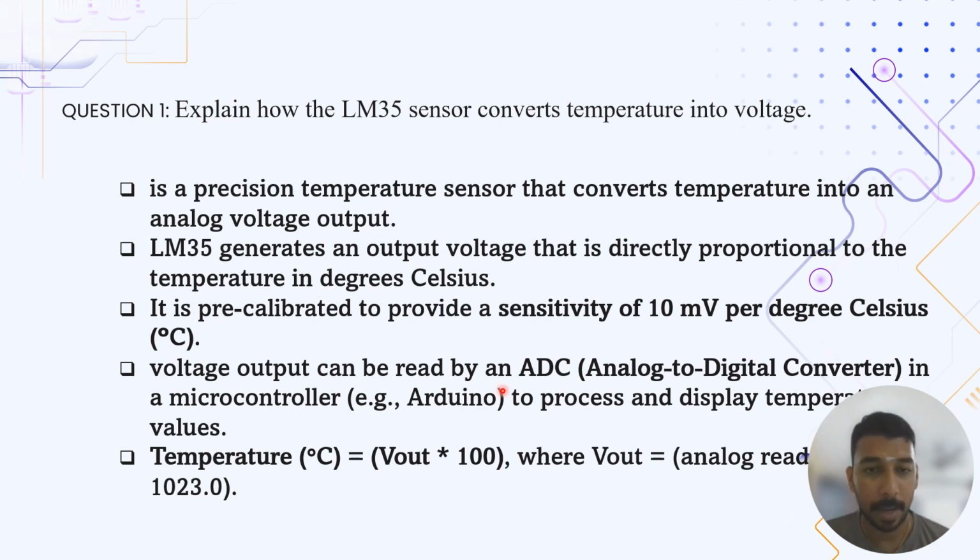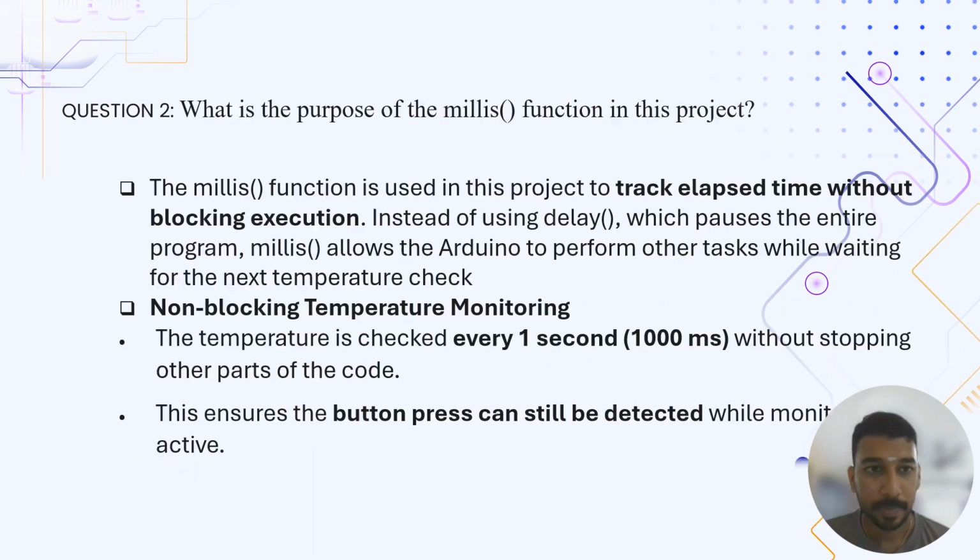Voltage output can be read by an ADC, which is called an analog to digital converter, in a microcontroller. In our case, it is an Arduino to process and display temperature values. The temperature value is as per the formula given.